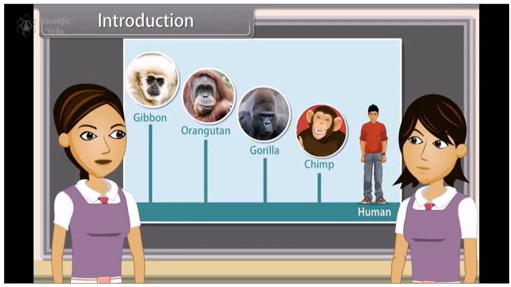Hey Sunita, look at this chart. What can you observe from this chart? It depicts that human, chimpanzee, gorilla and other two animals possess some similarities and differences. Yes. What is the basis of these similarities and differences? They have a similar body structure.